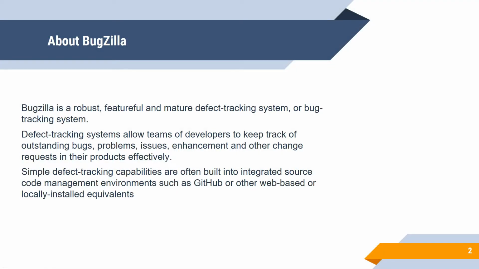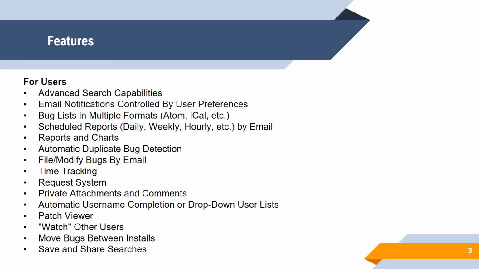Bugzilla is a robust, featureful and mature defect tracking system, or bug tracking system, which is basically used for tracking the bugs on the system. A defect tracking system allows teams to keep track of outstanding bugs, problems, issues, enhancements and other change requests in their products effectively. Simple defect tracking capabilities are often built into integrated source code management environments such as GitHub or other web-based, locally installed equivalents. So this is what Bugzilla does. Let's see what features it provides for the users.